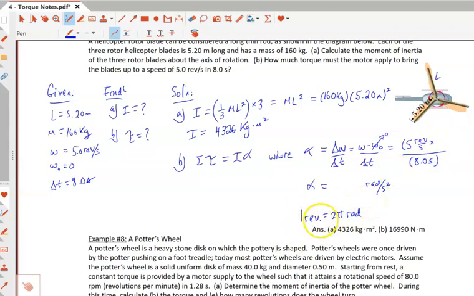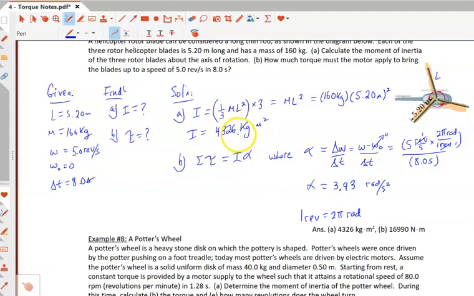So we want to get revolutions gone, so we have radians. We're going to put 1 revolution on the bottom, and we know we're going to put 2 pi radians on top, right? We'll see the revolutions cancel out here. And so really what we have is 5 times 2 pi divided by 8. If you plug that into your calculator, you'll get around 3.93 radians per second squared.